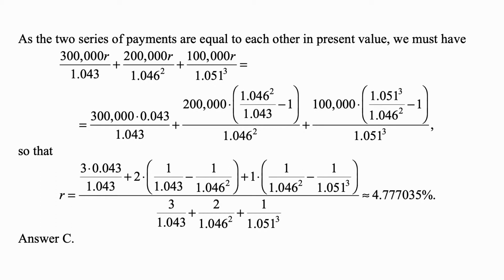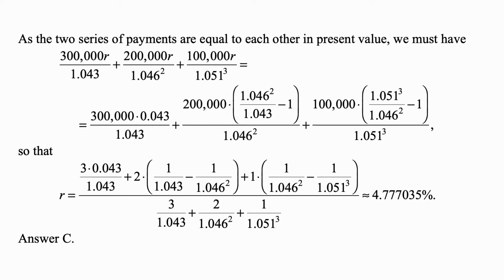And because they entered into a swap, nothing indicates that there's any payment between them as they enter into the swap. The present values of the two series of payments, one by Katerina, one by Lily, have to be equal. And so that means that 300,000 r discounted at 4.3% to time 0, plus 200,000 times r discounted at 4.6% over 2 years to time 0, plus 100,000 times r discounted over 3 years at 5.1% to time 0, must be equal to 300,000 times 0.043.